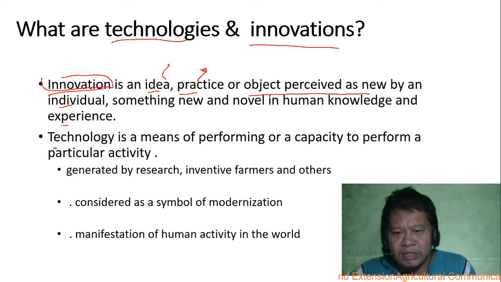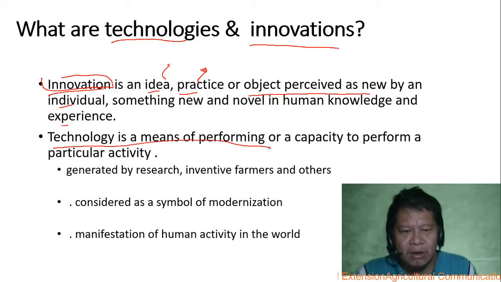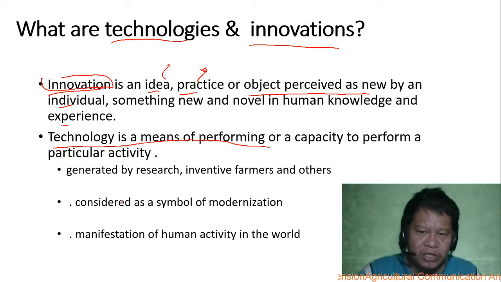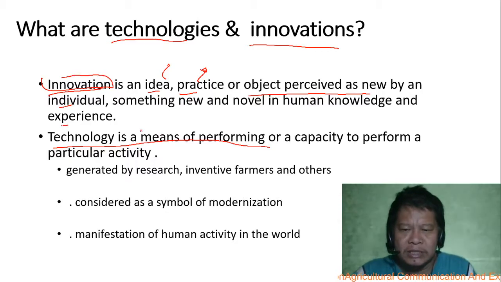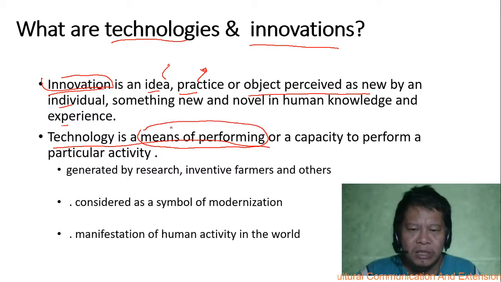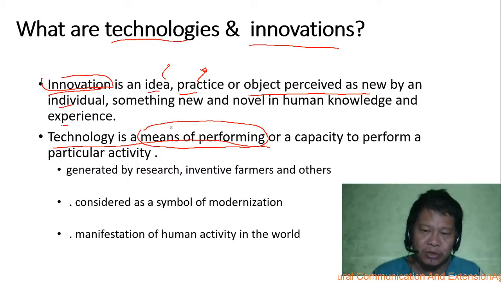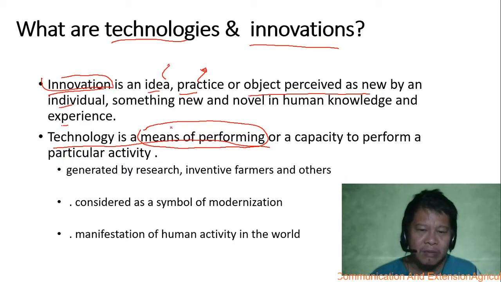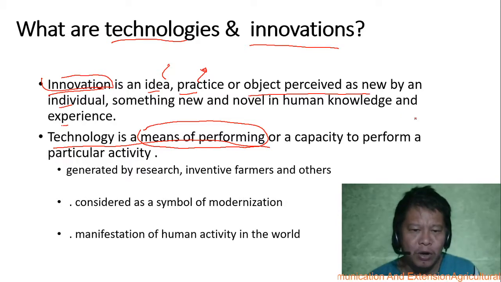Technology is a means of performing, or a capacity to perform, a particular activity. Technology, as I said earlier, can be soft technology or hard technology. A means of performing could be a procedure, a way, or methods. There is an old method and there is a new method. Or it could be a capacity to perform a particular activity.